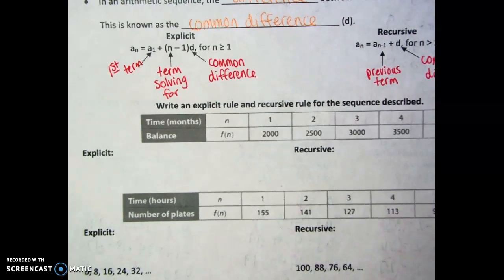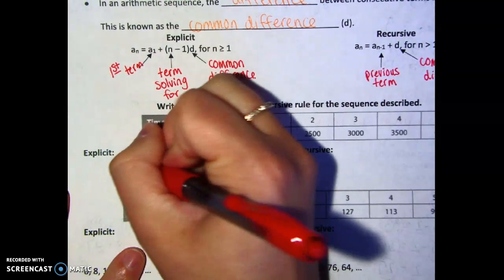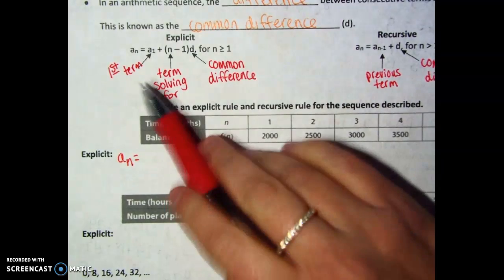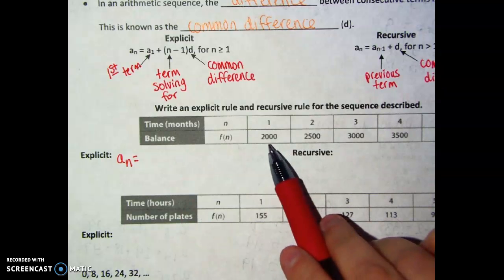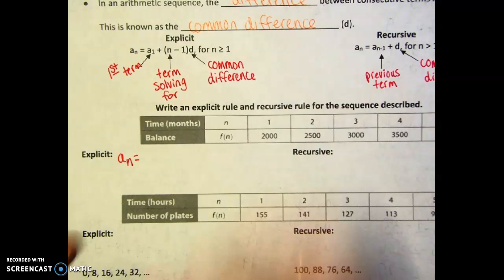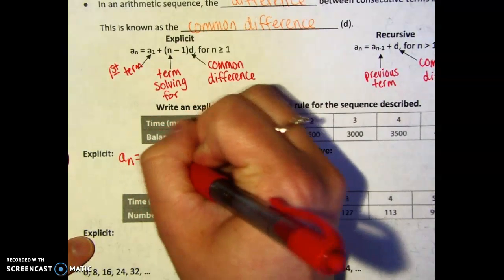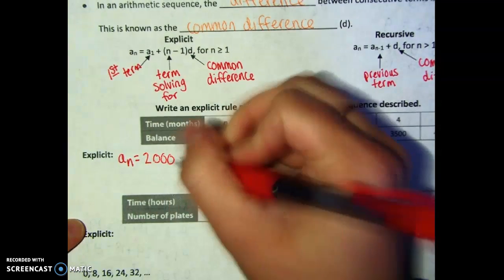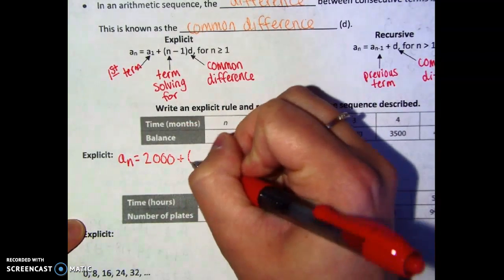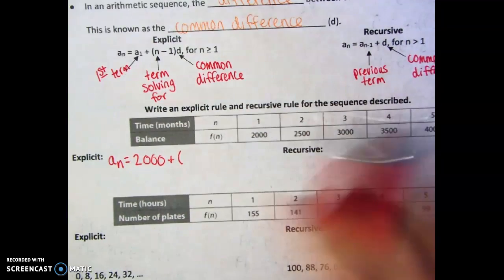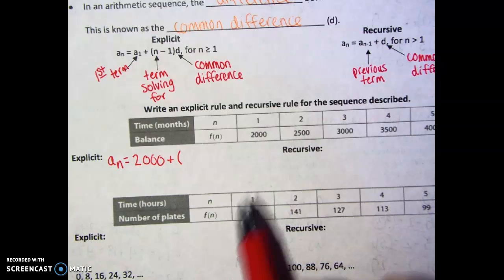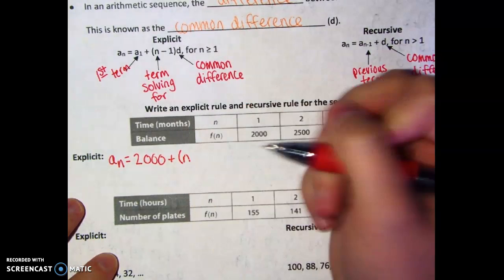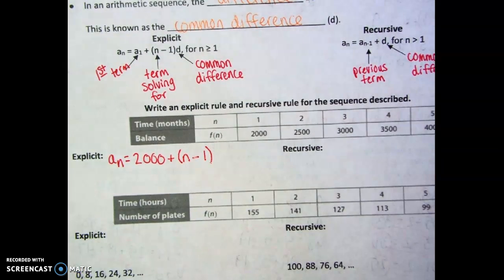Okay, so for explicit, it will always start with A sub n. Now I need to know the first term. First term is 2,000. Okay, and then put the plus sign. And then inside parentheses, n is the term we're solving for. If we're just making the rule, we don't actually plug in anything for that. So that will just stay as n minus 1. So that part stays the same. And then times the common difference.